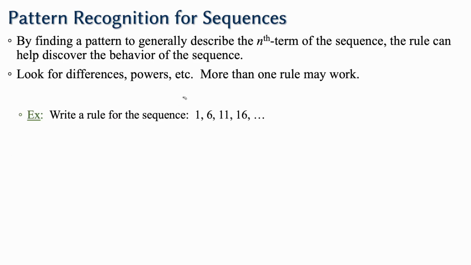Now, sometimes we want to be able to generate our own rules. We may be in a situation where we have a sequence, we can see the numbers, and at least enough of them to get the idea, and we want to write what that general nth term looks like. So our job is to write that rule.